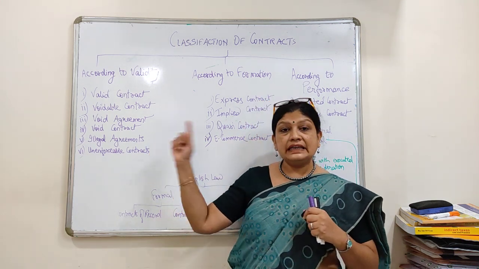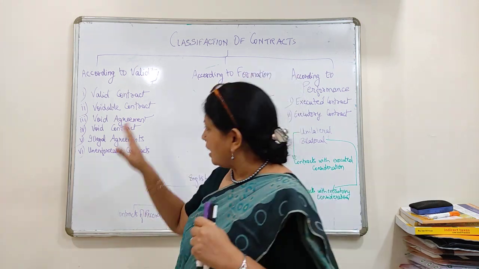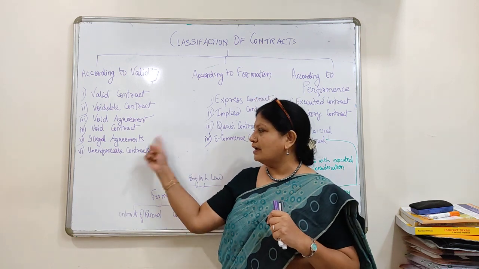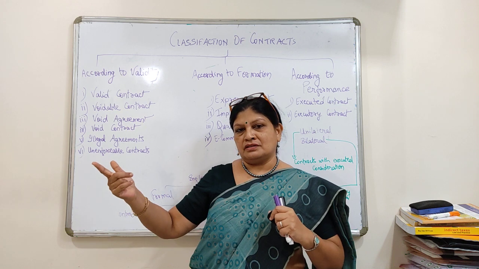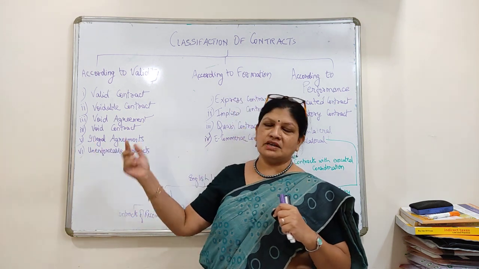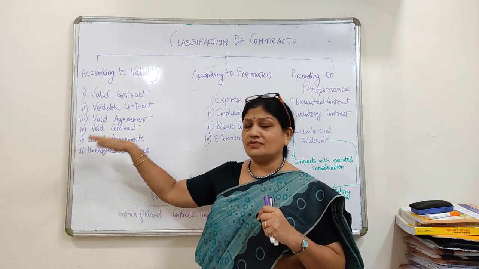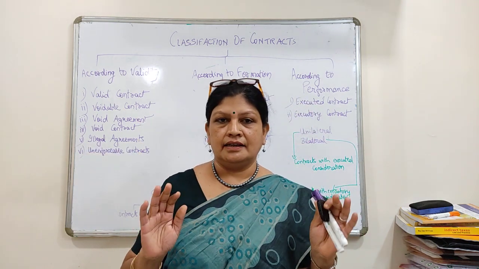Then we come to illegal agreements. Actually, illegal agreements are void agreements, but the difference between illegal agreement and void agreement is that the collateral event related to illegal agreements will also be void. Any agreement which is against the provisions of law, it is illegal.